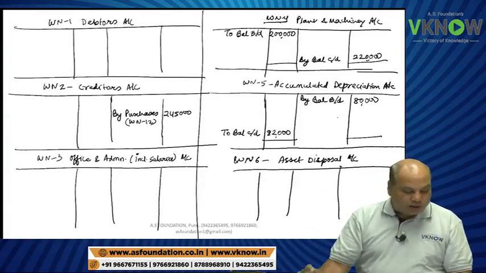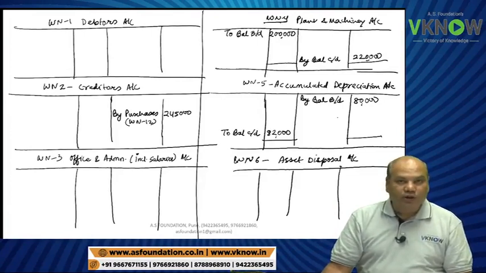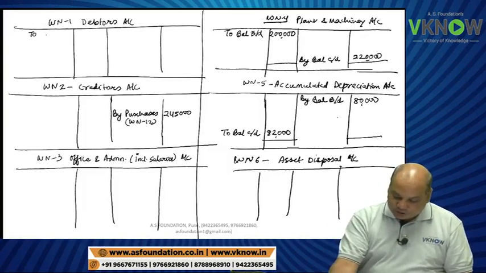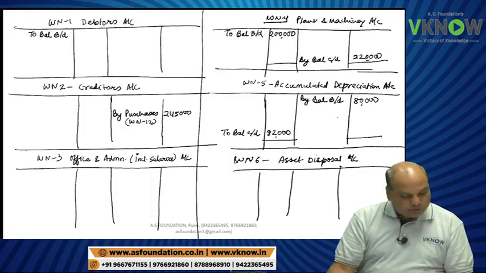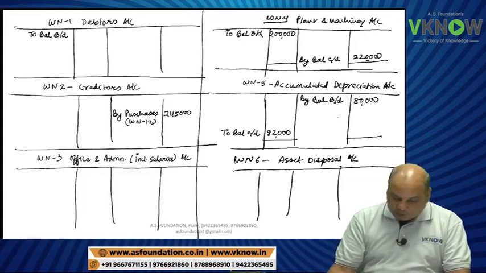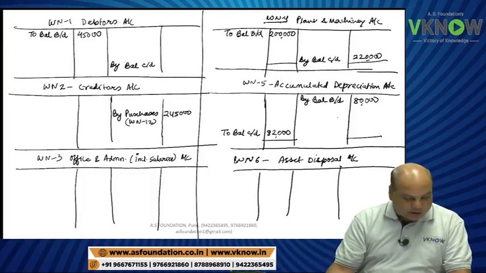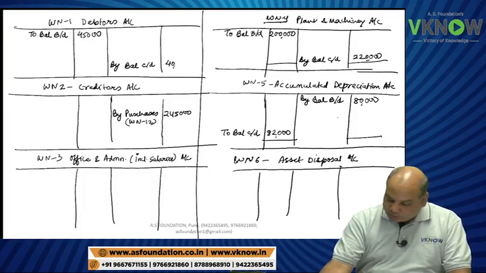So I will come to the balance sheet again. Up to inventory we have done. Debtors. There is working note 1. To balance brought down. Debtor opening balance is which one? 45,000. And by balance carried down, everybody write down nicely, 40,000.